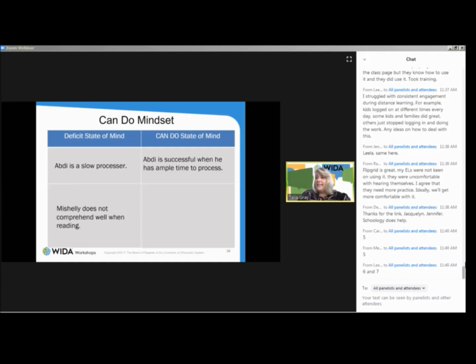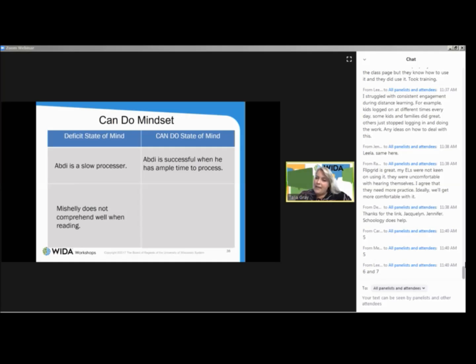So let's look at the example that we have here. Abdi is successful when he has ample time to process, which is exactly what you said. That was a great use of asset-based language. Now, look at the next one. It says, Michelle does not comprehend well when reading. What do you think we could say about that?